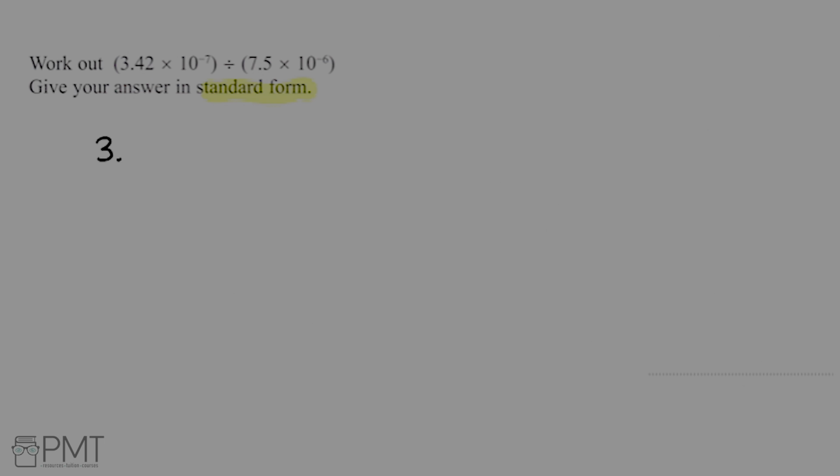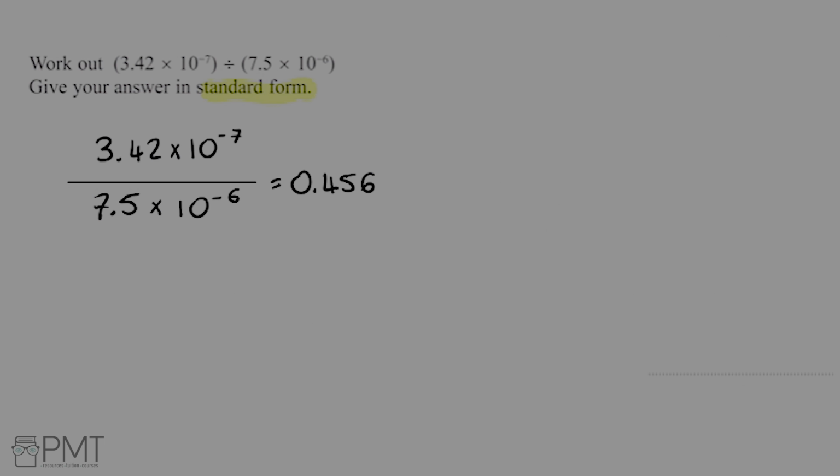So we've got 3.42 multiplied by 10 to the power minus 7. And that's divided by, because writing it as a fraction like this is the same as saying this essentially, 7.5 multiplied by 10 to the power minus 6 on the denominator. So if we deal with these parts first, we're going to do 3.42 divided by 7.5. If you put that into your calculator, we get out 0.456. But we still haven't dealt with this part yet, so we're still multiplying that by 10 to the power minus 7 divided by 10 to the power minus 6.